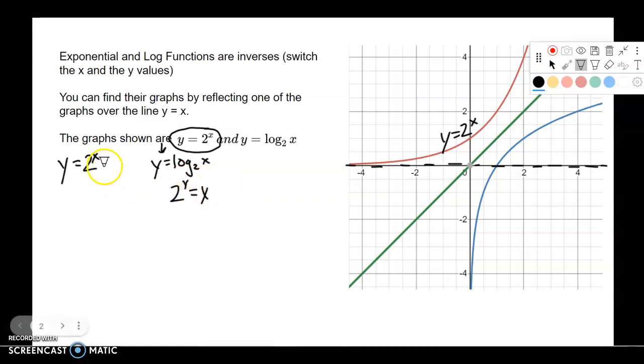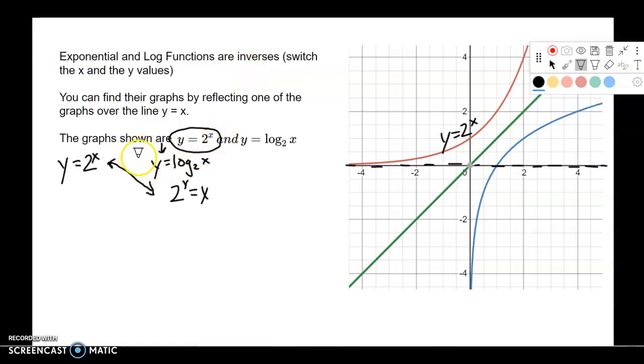Now what you can see, if you look at the graphs that we've already made in the other section, y equals 2 to the x, and this equation that we just put into exponential form, and we compare them, the difference between the two is that the x and the y have been switched. And we know that already because exponential and log functions are inverses of each other. What does it mean to be an inverse function? It means you switch the x and the y value.